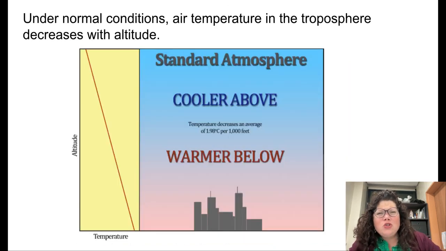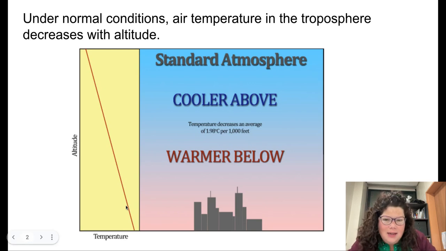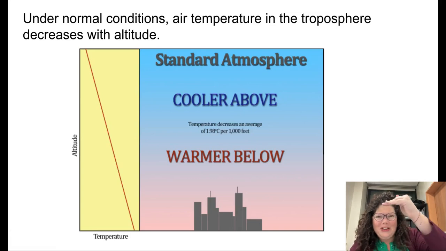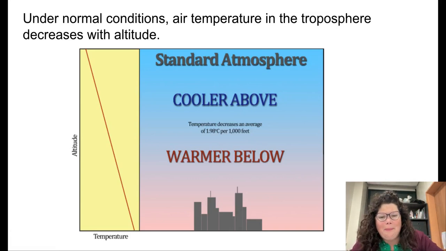Okay, so under normal conditions, our air temperature in the troposphere is going to decrease with altitude. Every kilometer that we go, temperature is going to drop 7 degrees Celsius. So 1 kilometer, 7 degrees Celsius, another one, 14 degrees Celsius less, as we keep going up. So that means that warm air is below, cool air is above.